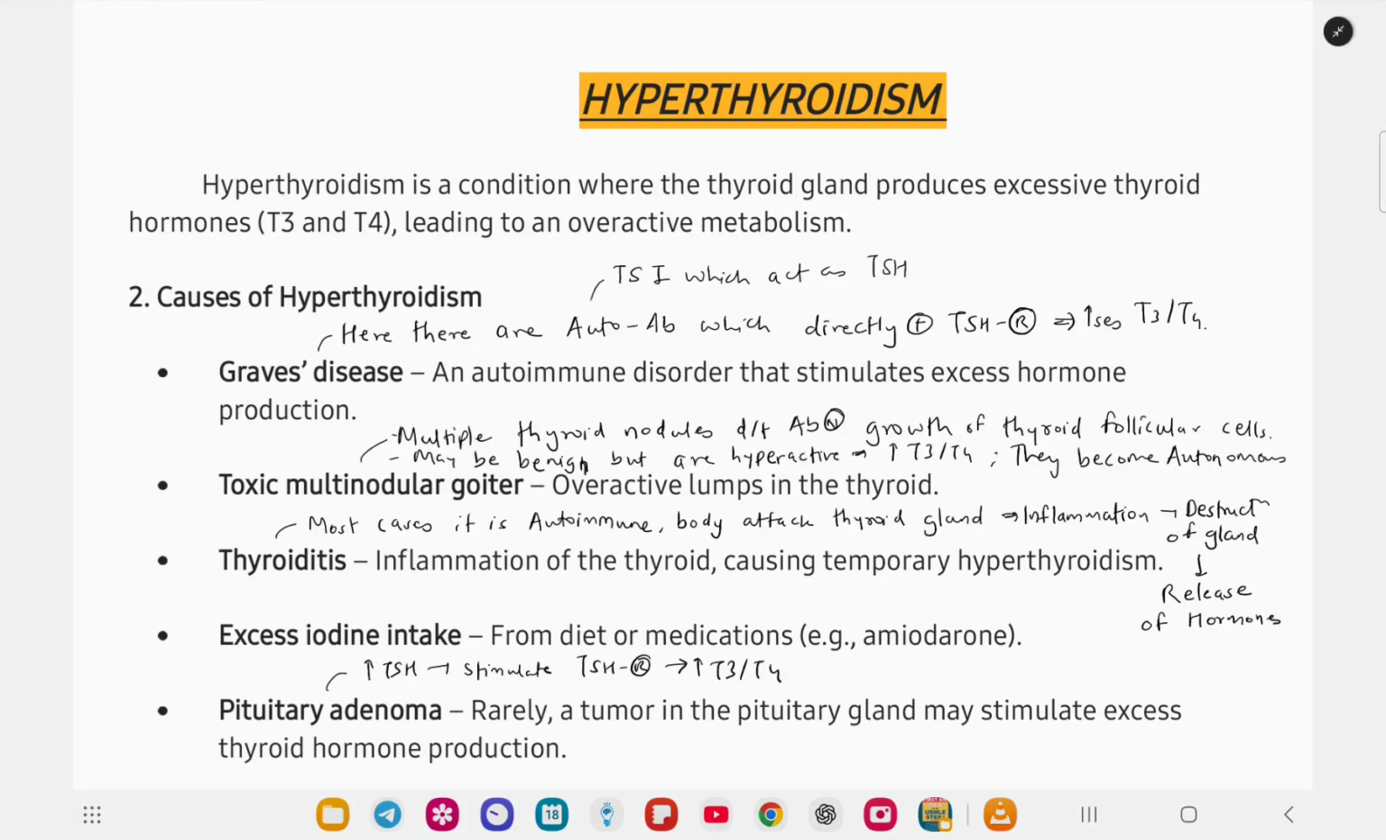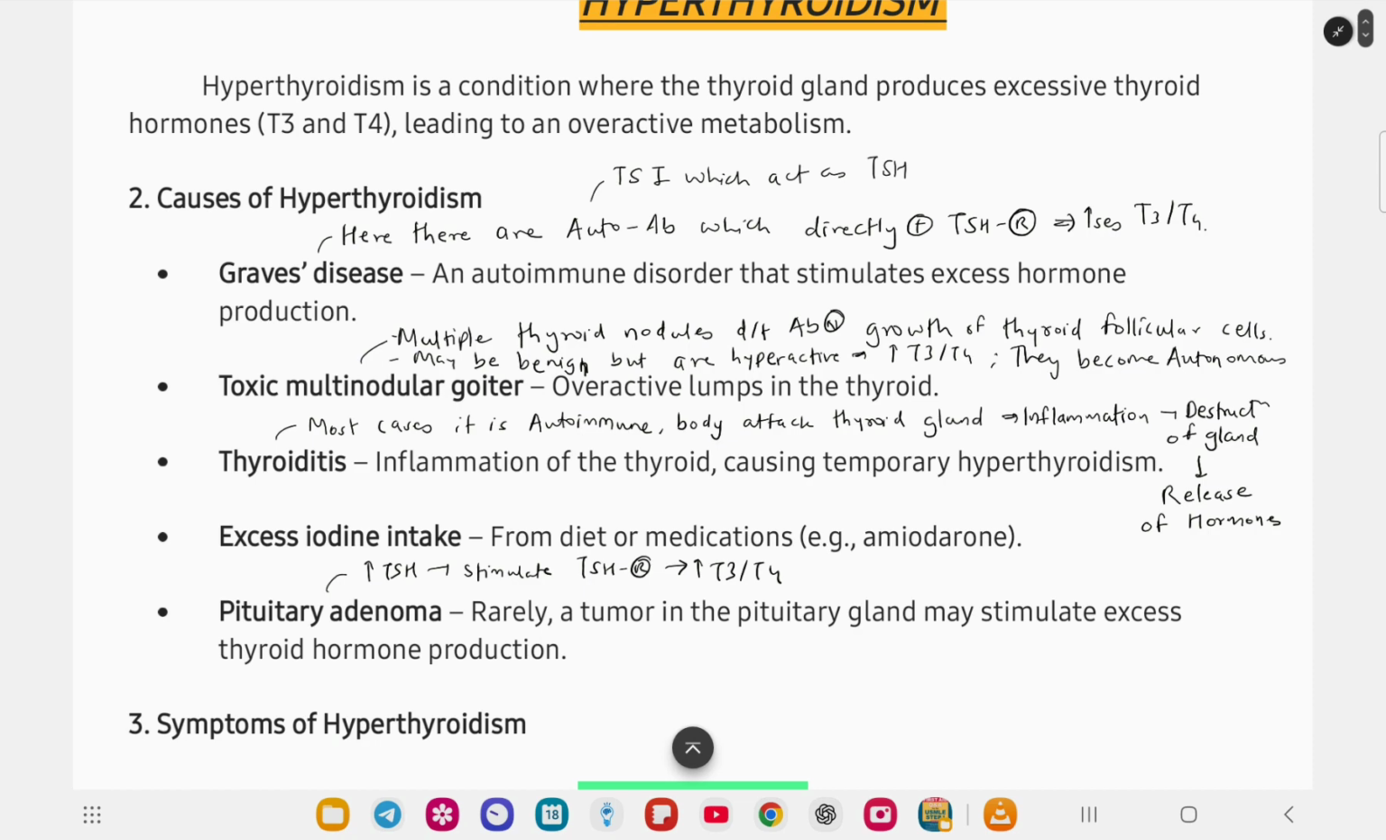Hyperthyroidism. It is a condition where the thyroid gland produces excessive thyroid hormones T3 and T4, leading to an overactive metabolism. So, it is a condition of the thyroid gland producing excessive thyroid hormones. There are many causes of hyperthyroidism. For example, first, Graves' disease.